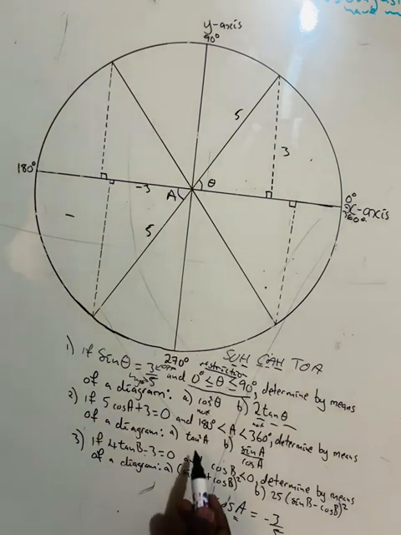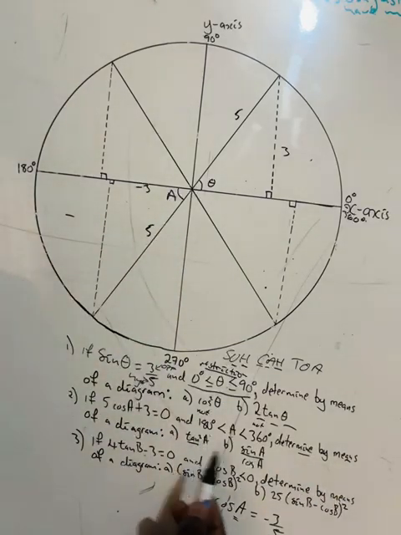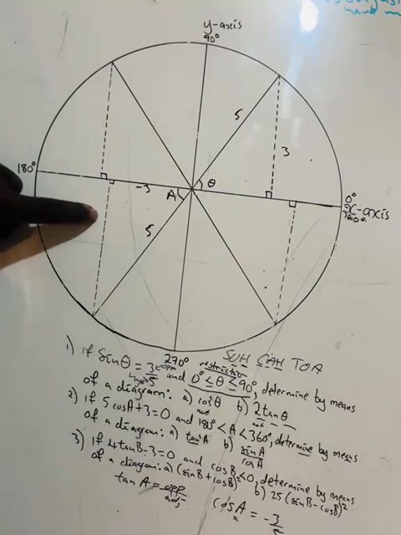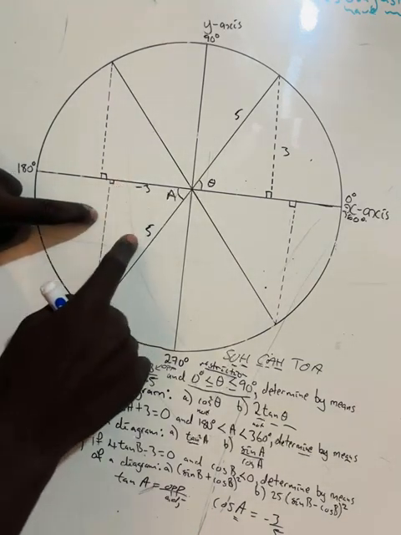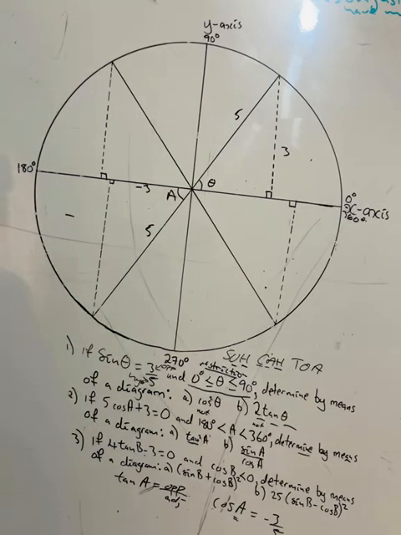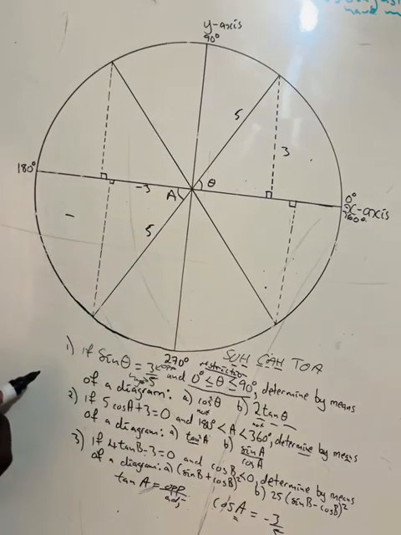The first question is now saying tan squared A. That's what we need to look for. They said determine by means of a diagram. That's why there is a diagram here. Tan squared A, right? Now, tan angle A is equal to opposite over adjacent. We realized we were given two sides, adjacent and hypotenuse. We don't have the value of the opposite, which means we are going to use the Pythagoras theorem to find the opposite side.